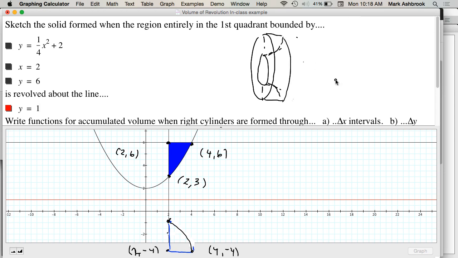Okay, that's a little bit better. All right. Okay. Questions about the region or the empty shell?